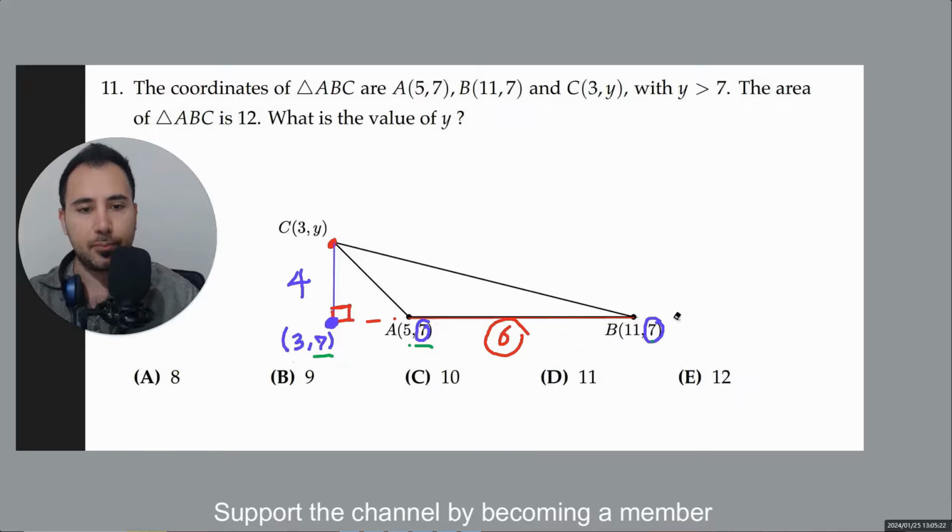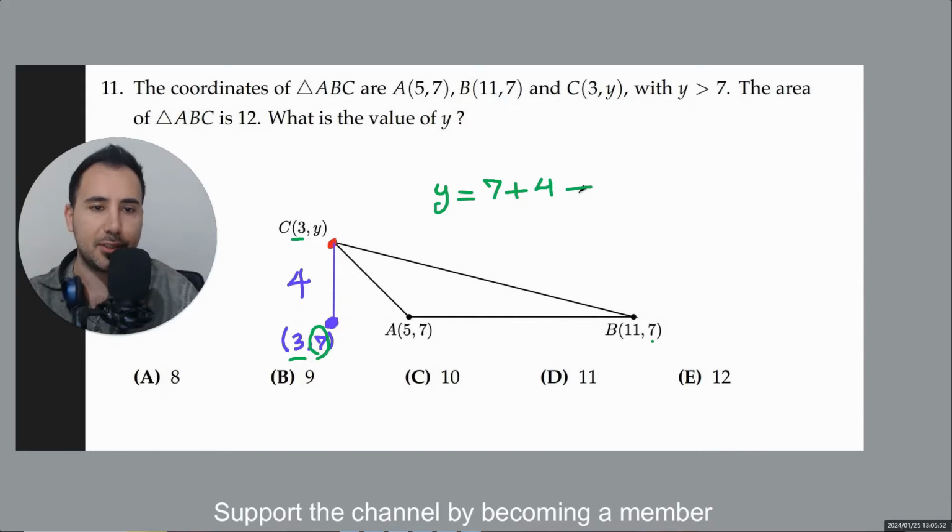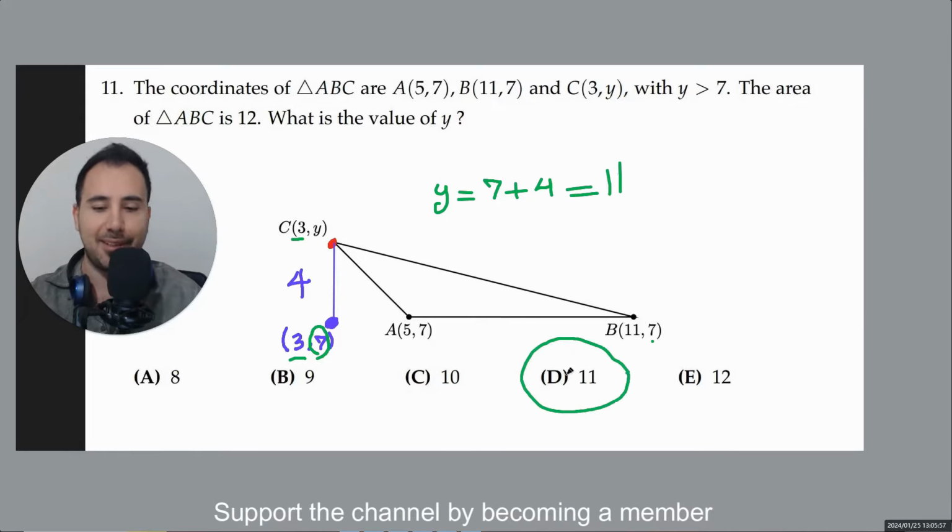So now let's go. I'm going to clean all of this. So this point is 3 and 7. This point is 3 and y. When we go up, the x values wouldn't change. So we have 3 and 3. This is 7. And we go higher by 4. So y would be just 7 plus 4. So the answer to the problem is 11. So I'm going to pick this option right over here.